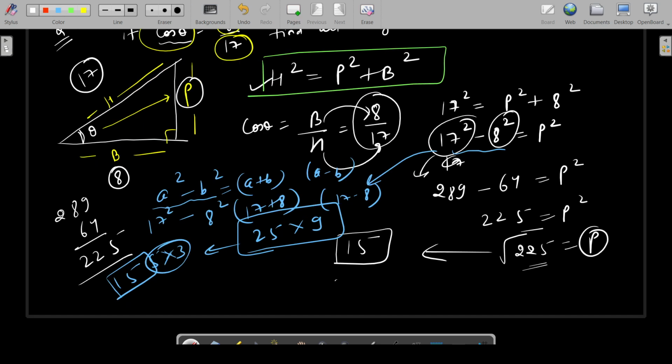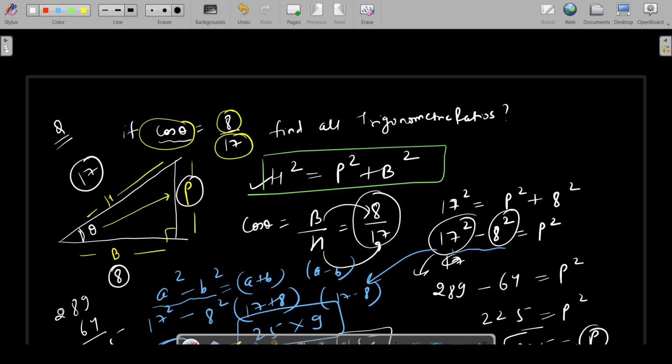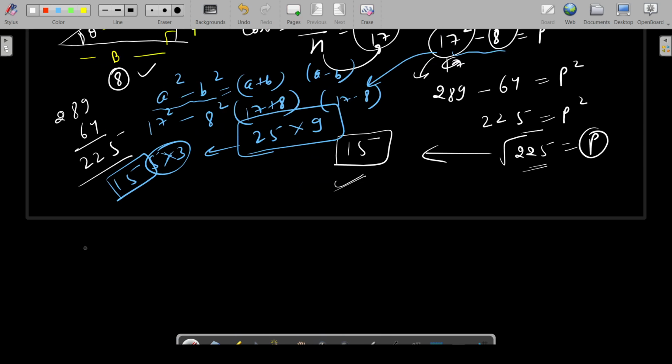So final answer is what? 15. Now I got my perpendicular, 15. That means I got all three sides: I got hypotenuse, I got base, I got perpendicular. So if I write it down here: hypotenuse, perpendicular and base. Hypotenuse is 17, base is 8, perpendicular we got 15.